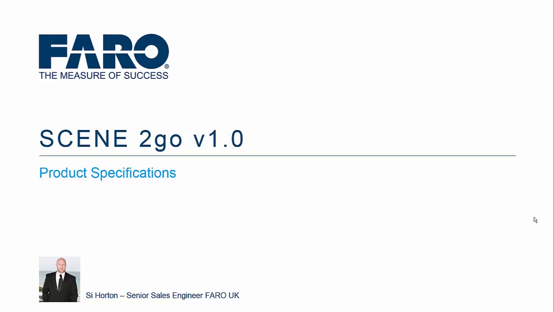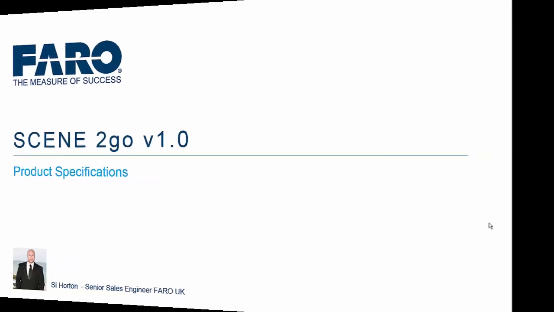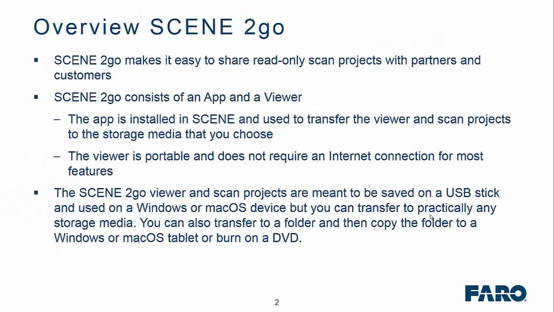I'd like to run through the product specifications for our new Scene to Go app version 1. The concept of the Scene to Go app is to make it easier to share read-only scan projects with partners and customers. The program consists of an app and a viewer. The viewer is standalone and no longer based on a Chromium portable browser.